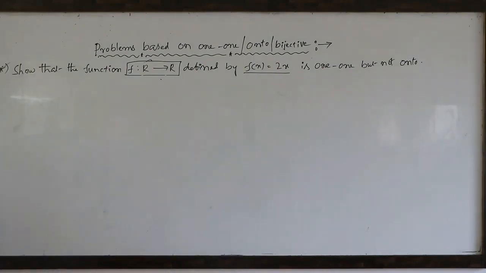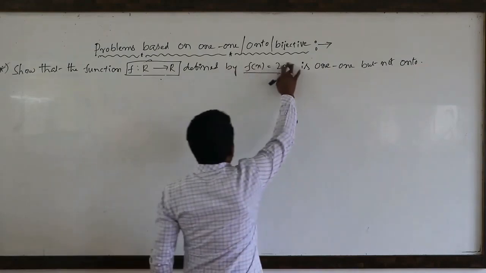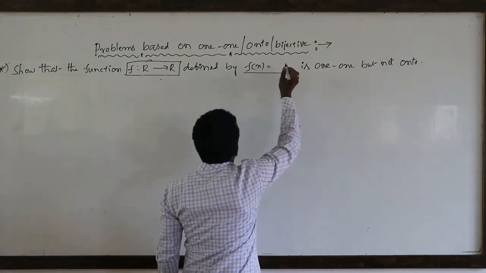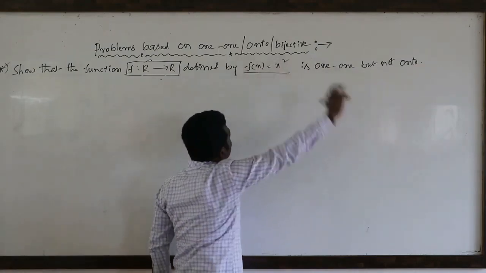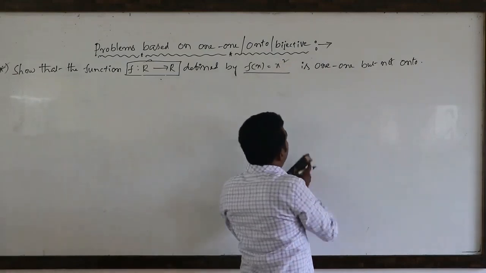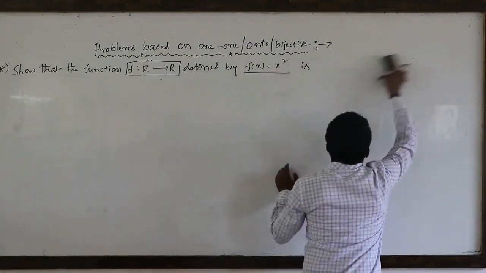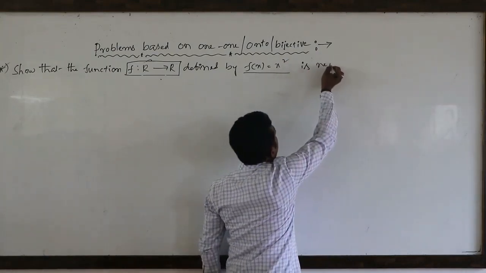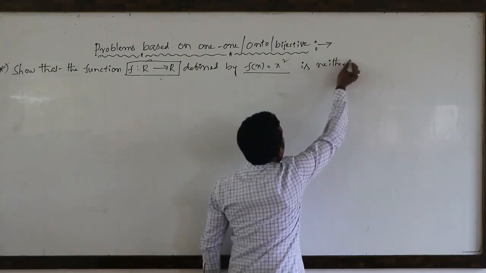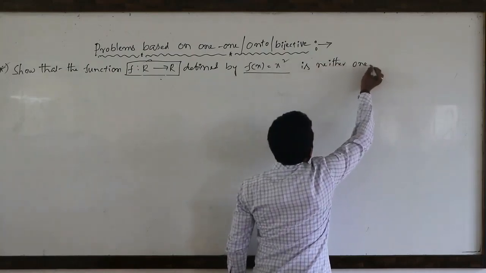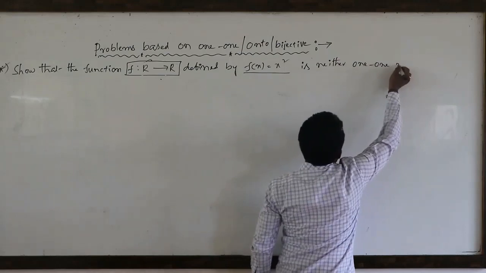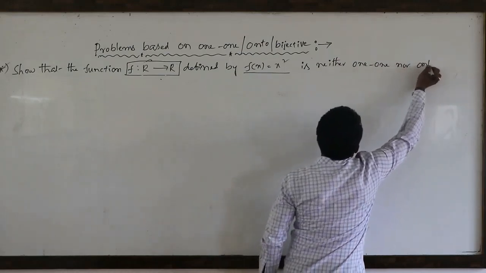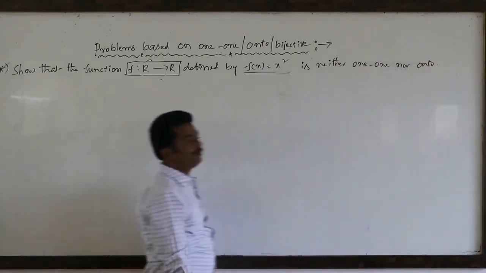Show that the function f maps R to R defined by f of x equal to x square is neither 1-1 nor onto.